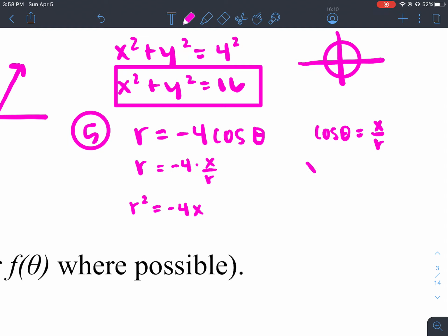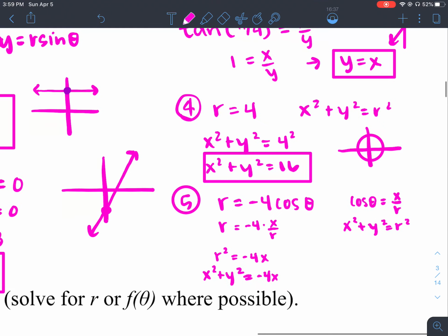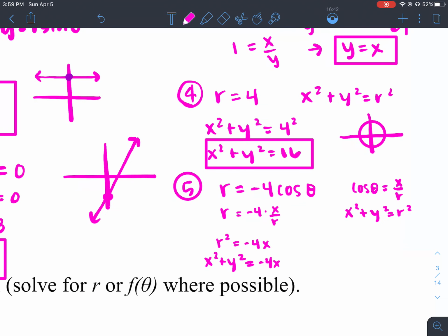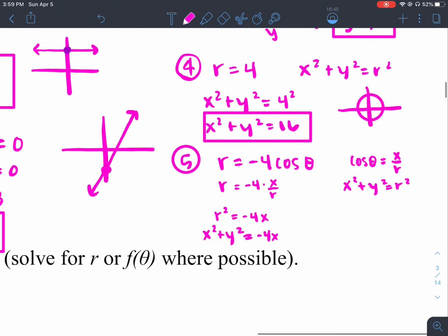But we have another relationship. We have an x squared plus y squared equals r squared relationship. Remember, x, y, and r all came from that right triangle. So this r squared here, we can replace that and get x squared plus y squared equals -4x. And we just got rid of all of our polar. Now, we haven't quite simplified it. You know, number 3, we got y equals. Number 4, we left it in the best graphing form, the equation of the circle.